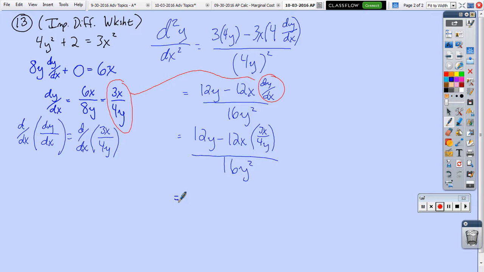When you're multiplying fractions, you can write this over 1 if that helps. So you have 12y minus 12x over 1 times 3x over 4y, all over 16y squared. I wrote it as over 1, so now you can see how you can simplify diagonally or up and down before you go across. 12 and 4 both have 4 in common, so this becomes a 1, this becomes a 3.